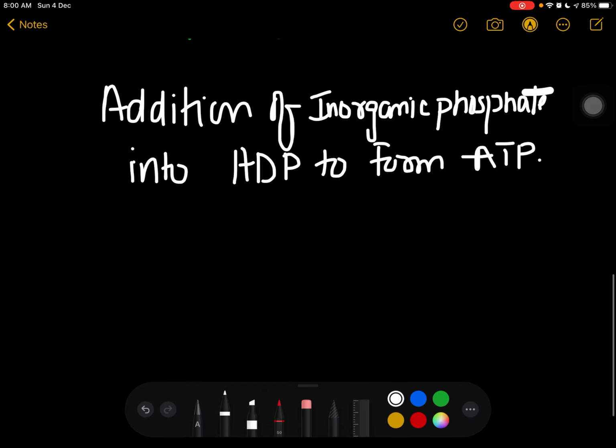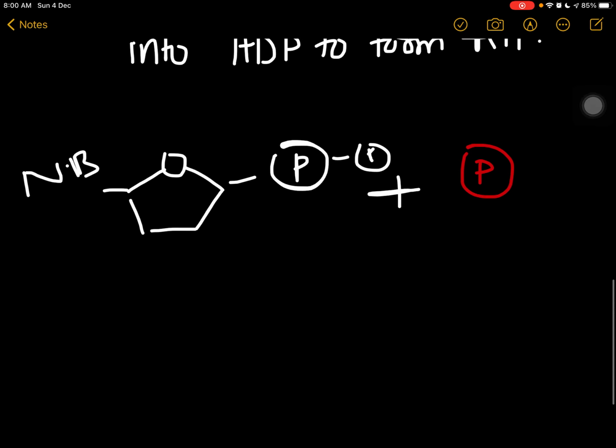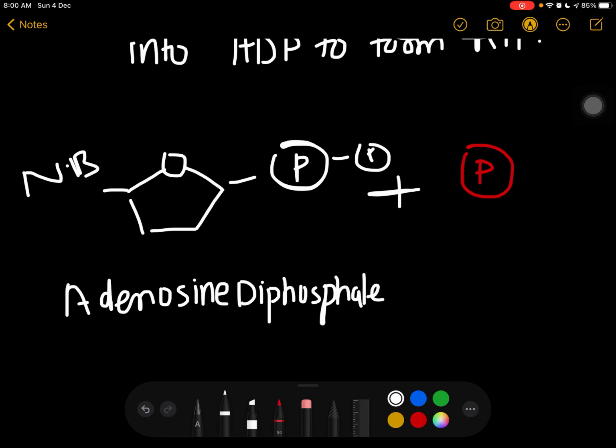Consider this is the nucleotide ADP. Consider this is the ribose sugar over here, and here we are having the nitrogenous base, and here this is phosphate number 1, this is phosphate number 2, right? When another phosphate joins, it is adenosine diphosphate, right? Now it is adenosine diphosphate.